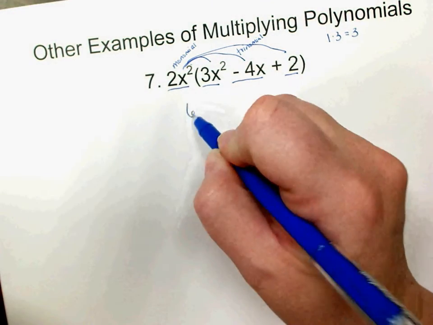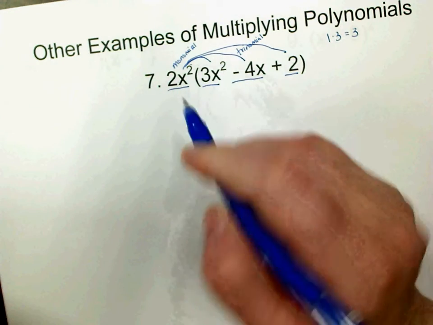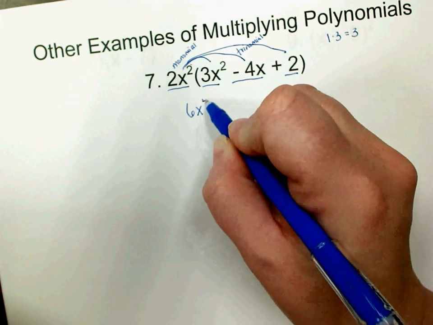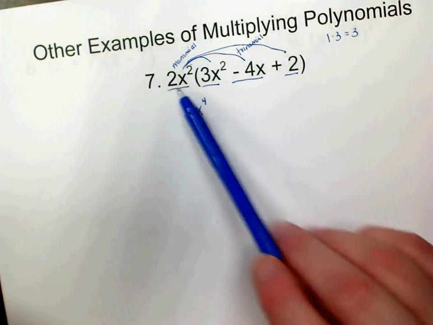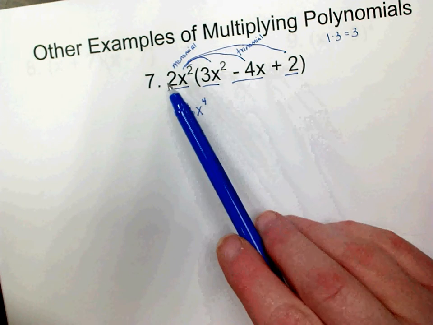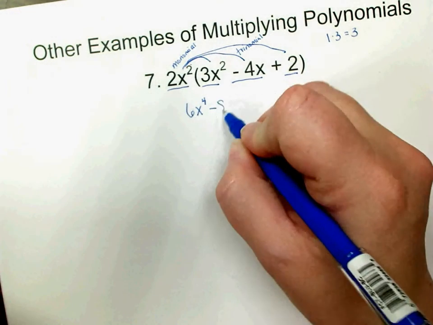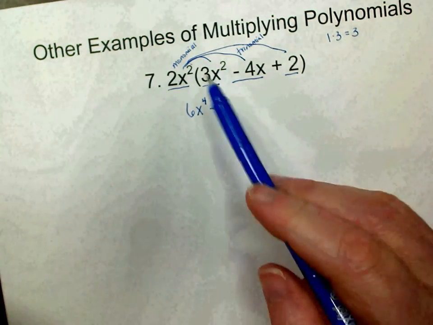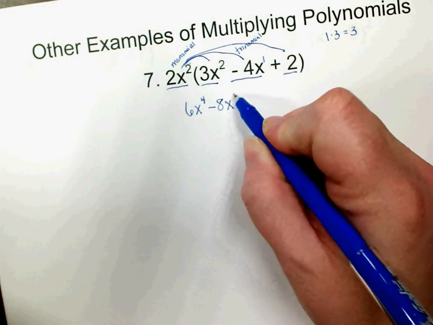It's the exponents that get added. 2 plus 2 is 4. So my exponent on the x is a 4. If you're multiplying the 2x squared by negative 4x, you're multiplying the big numbers. 2 times negative 4 is negative 8. And adding the exponents, 2 plus an understood 1 means my x has an exponent of 3.